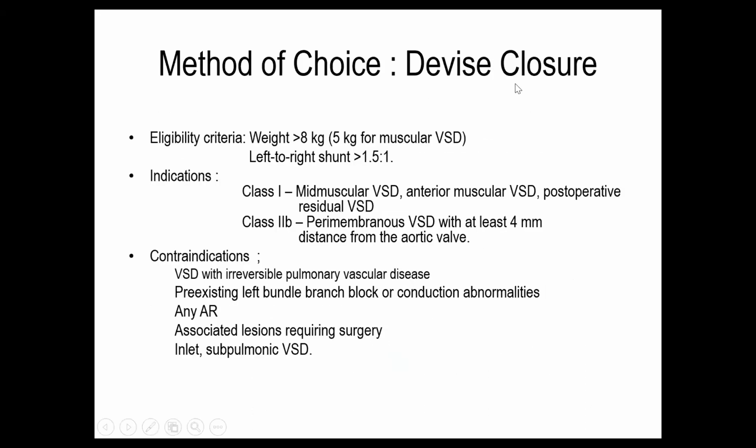Method of choice, device closure. Correct? Indication: mid-muscular VSD, anterior muscular VSD, postoperative residual VSD. Class 2B indications, not 2A. Perimembranous VSD with at least 4 millimeters of distance from aortic valve, where some people agree, some people do not agree. It means majority of people do not agree. Contraindication: VSD with irreversible pulmonary vascular disease, pre-existing LBBB, any AR, associated lesion requiring surgery, inlet or subpulmonic VSDs.